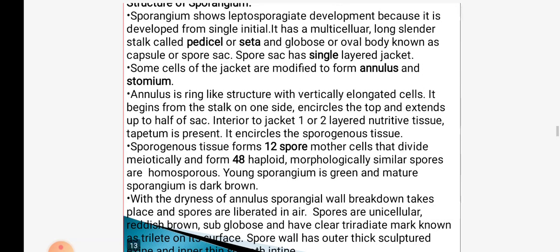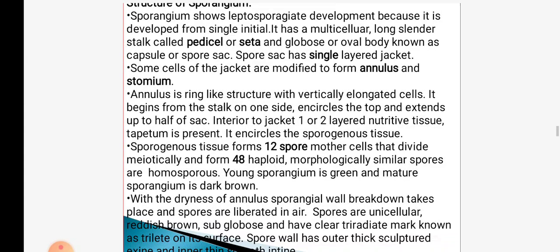Some cells of jacket are modified to form the annulus and stomium. Annulus is ring-like structure with vertically elongated cell. It begins from the stalk on one side, encircles the top and extends up to half of the sac.